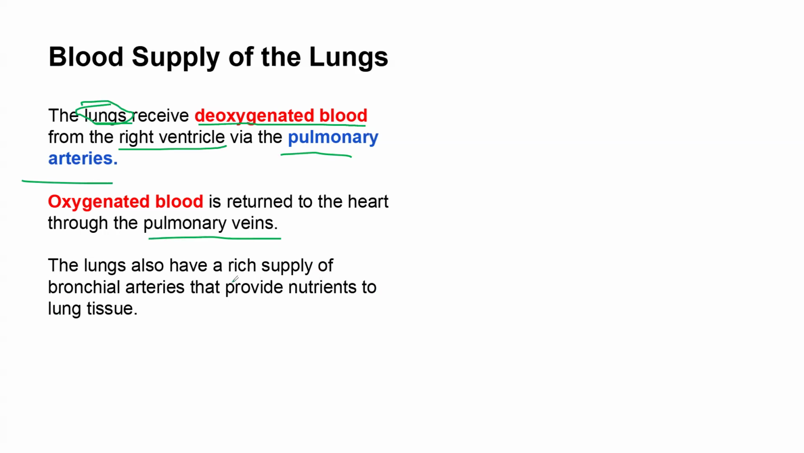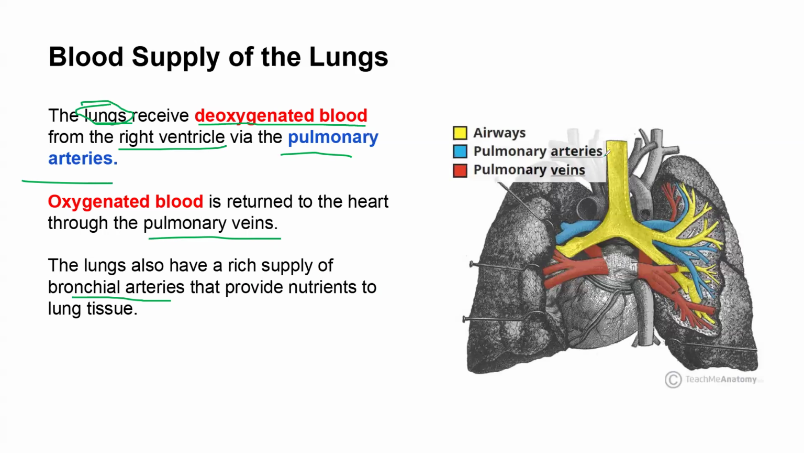The lungs also have a rich supply of bronchial arteries that provide nutrients to the lung tissue. It is very important to understand that these bronchial arteries provide nutrients to the lung tissue. Look at them here. This is where we have the airways in the lungs, and then we have the pulmonary arteries, which carry blood from the right ventricle to the lungs, and the pulmonary veins, which carry oxygenated blood from the lungs to the heart.